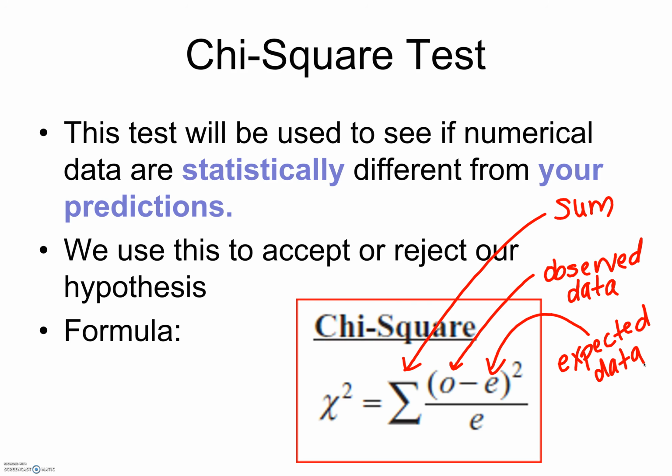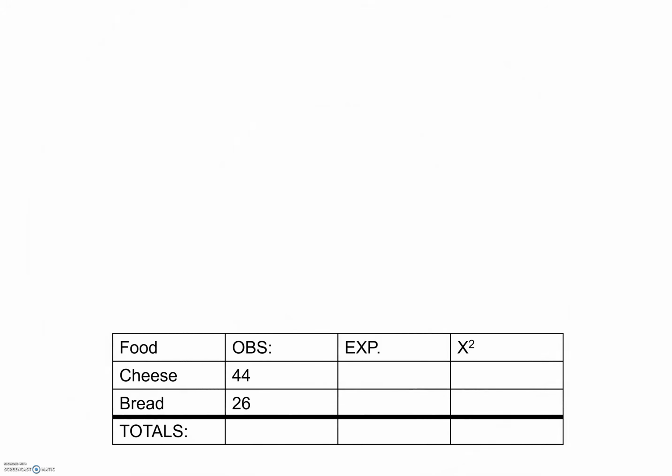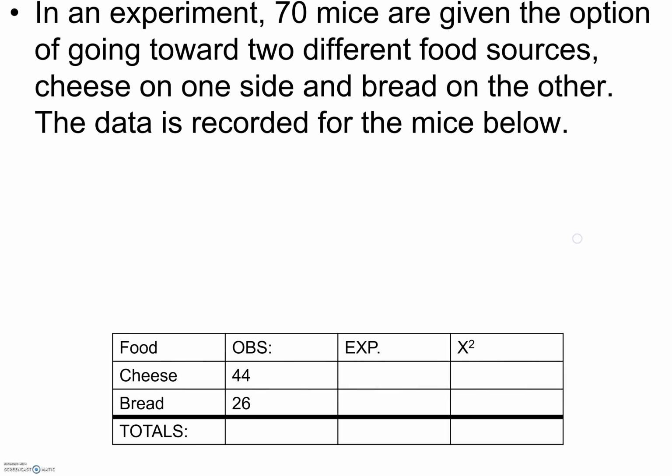Now, normally, they will actually provide you with a table for this, so you won't even have to draw this table on your own. So let me show you what the table looks like on the next slide. So here's an experiment. We have 70 mice, and they are given the option of going towards two different food sources. You have cheese on one side, you have bread on the other side. And below is a table for our data.